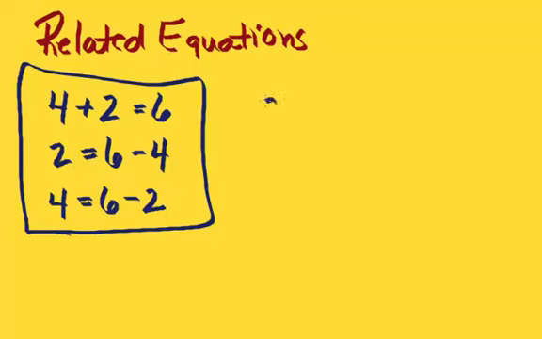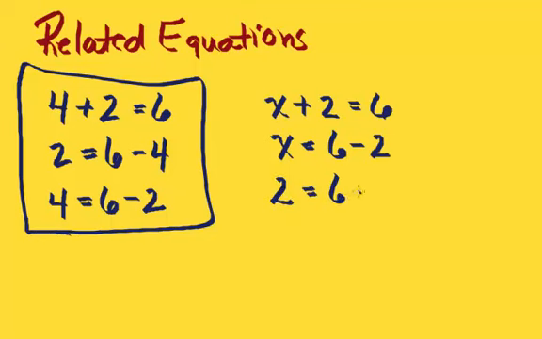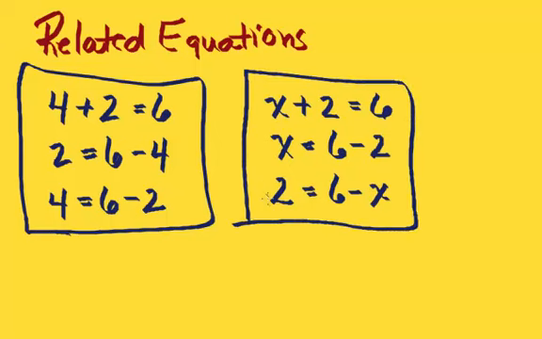So what if I said x plus 2 is equal to 6? How can we rewrite that relationship? We could say x is equal to 6 minus 2. We could also say that 2 is equal to 6 minus x. And if we look at this second box here and compare to the first, it's the same exact concept. It's just now we're looking at equations that have variables in them.